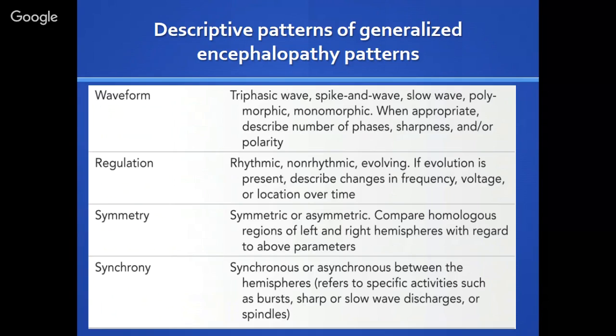The regulation: is it rhythmic, non-rhythmic? Is it evolving, changing patterns, voltage? Symmetry: is one side different than the other, or one area of the brain different than the other? Synchrony: are the slow waves, or the combination of both, the bilateral waves, happening at the same time, one or the other? For example, when we see triphasic waves, they're always synchronized in the frontal area, all right?